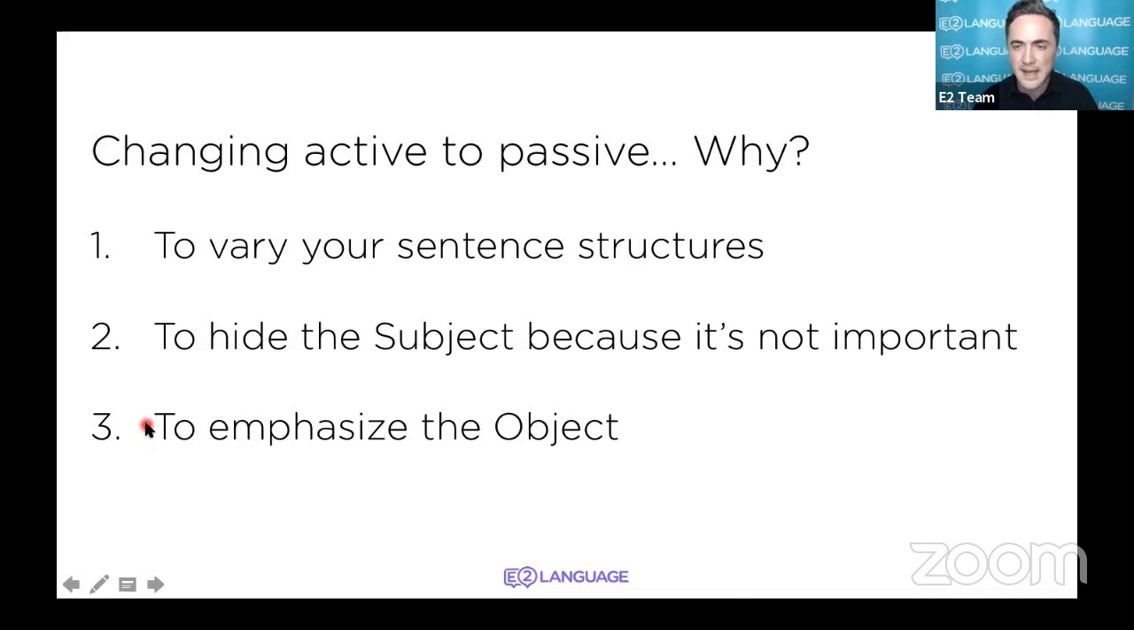And we also do it to emphasize that object. We're not, a cat was killed. We're interested in the cat. Maybe in future when we find the criminal, we can say the criminal, Peter Smith killed the cat. Fine. Then we'll keep it as an active sentence. But while we want to emphasize that object, the cat was killed, then we use a passive sentence there.